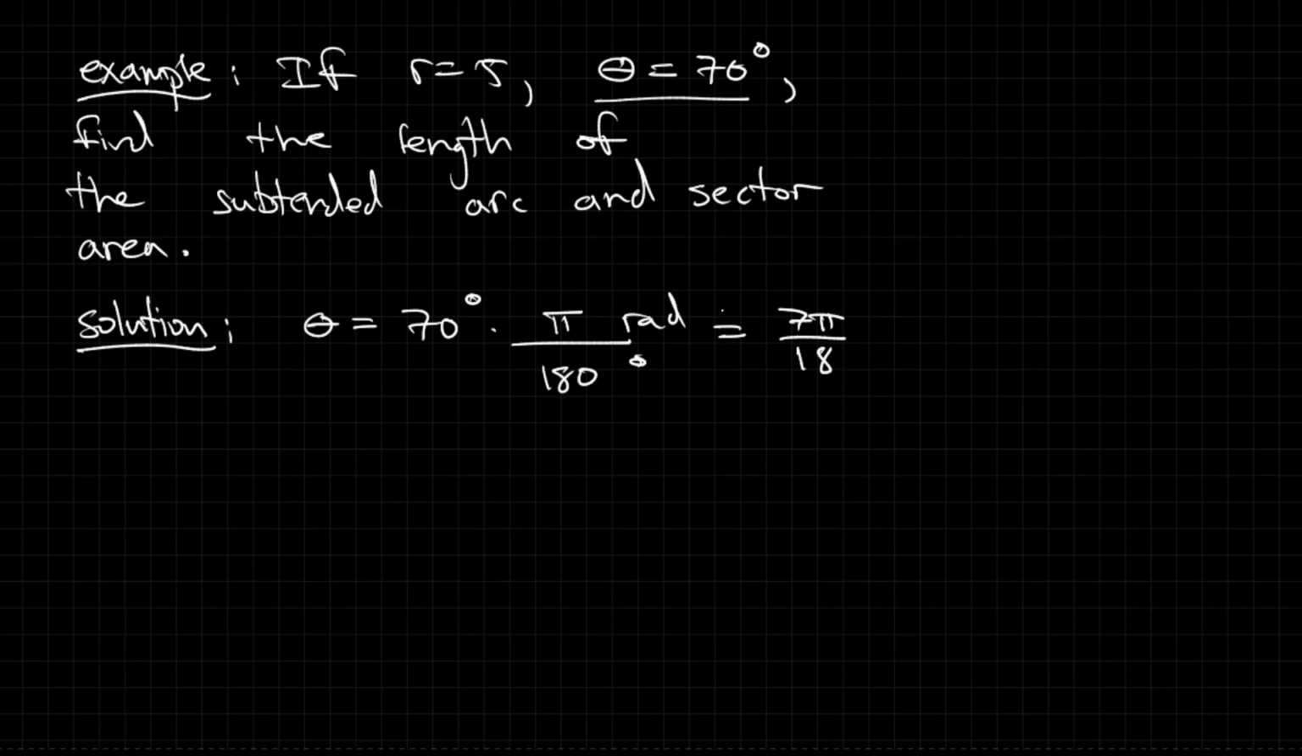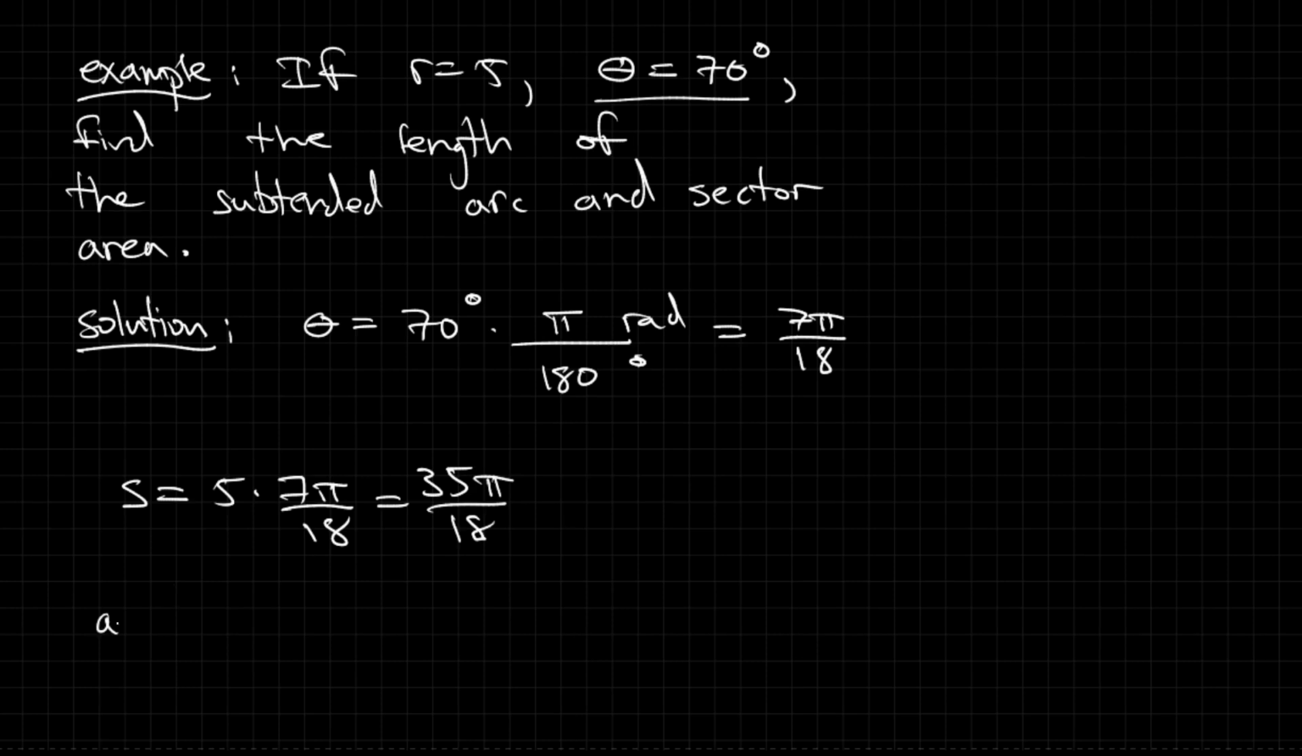Then from here, we can determine the length of the subtended arc. s is going to be r, which is 5, times theta, which is 7 pi over 18. So this would be 35 pi over 18.